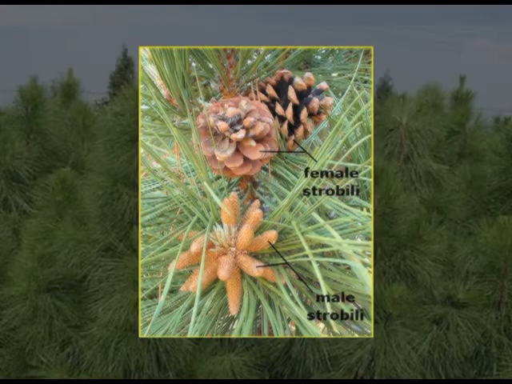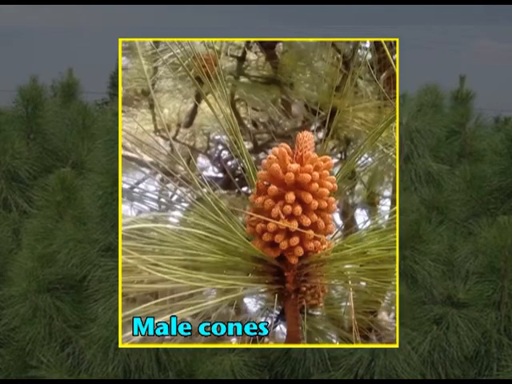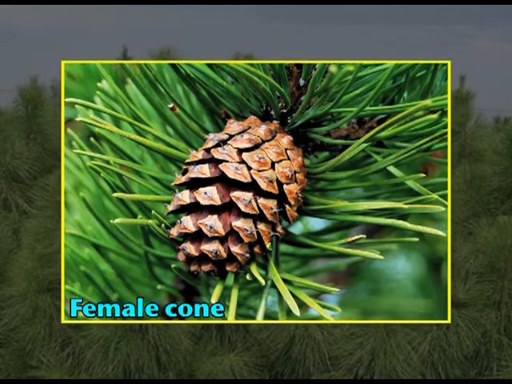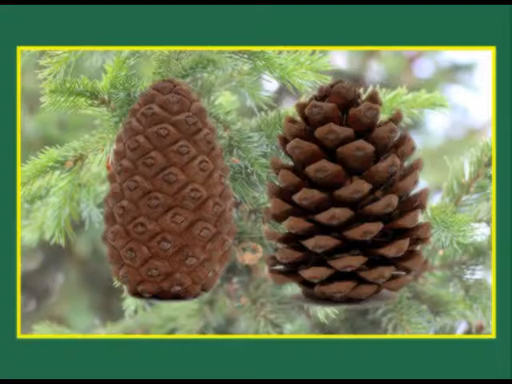Pine trees bear reproductive organs, which are normally called cones. Male cones are small, soft and arise in bunches, whereas the female cone is present individually. It's large, and it is hard and woody when mature.